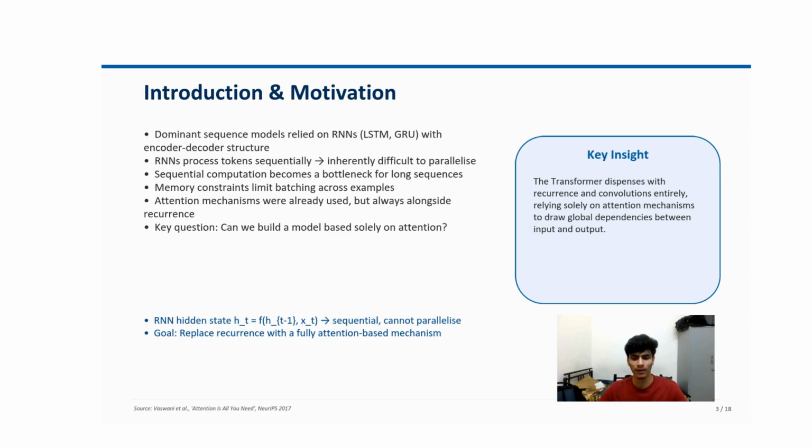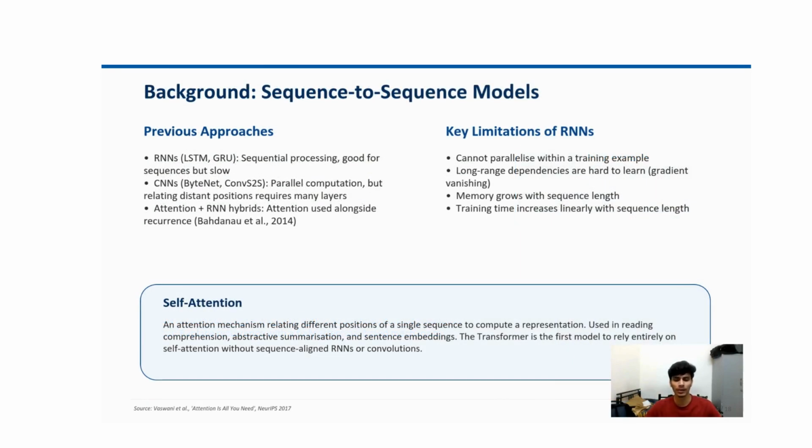So this led to the development of the transformer, which relies entirely on the attention mechanism to capture relationships between tokens, regardless of their position in the sequence. Now coming to the background, sequence to sequence models. In traditional sequence to sequence models, the architecture consists of two main components, an encoder and a decoder. The encoder processes the input sequence and compresses it into a fixed length representation, while the decoder generates the output sequence based on this representation.